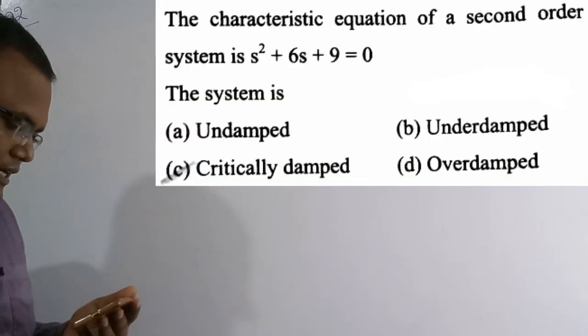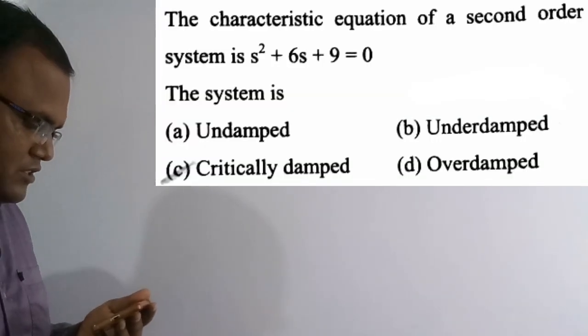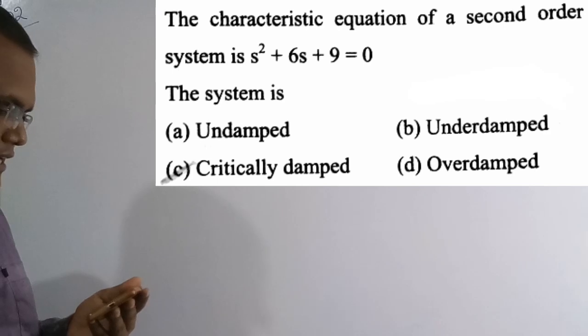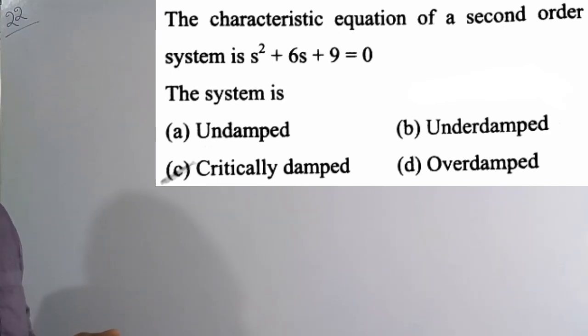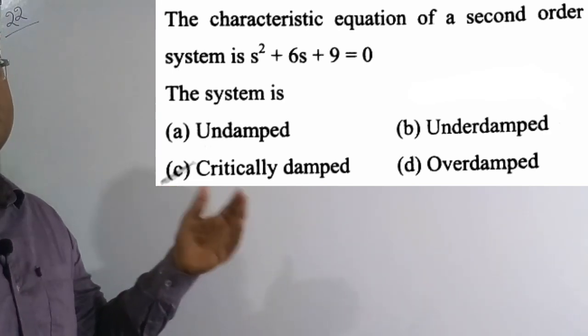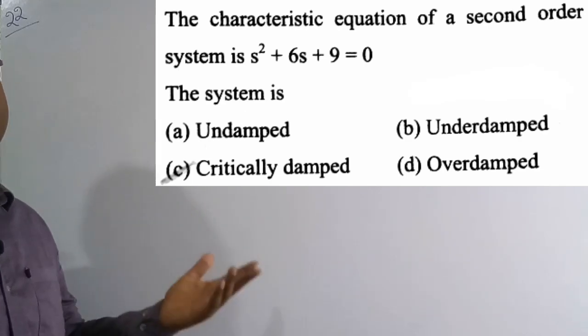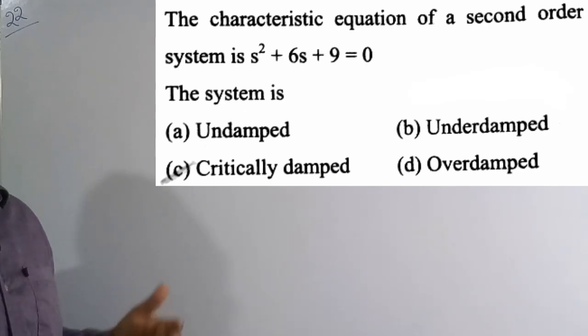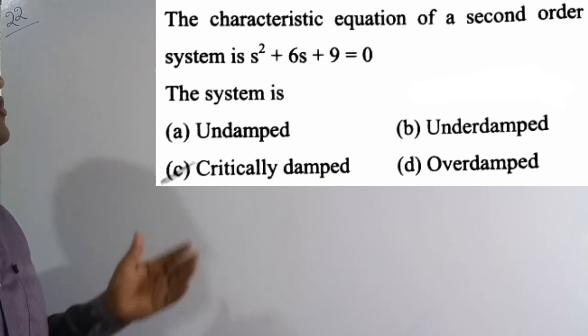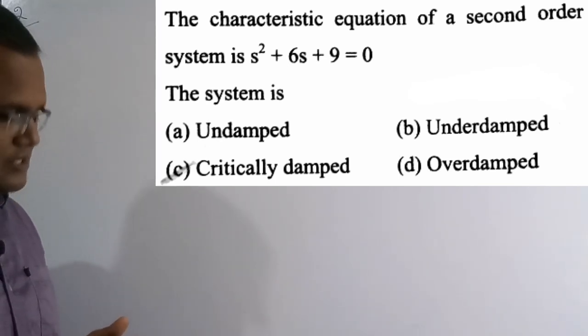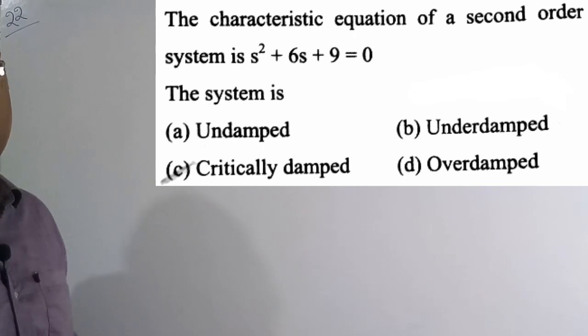Now we are going to solve the 22nd question. See the question here. The characteristic equation of a second order system is S square plus 6s plus 9 is equal to 0. The system is. Based on this characteristic equation, we have to find what type of system this is, whether it is an undamped system, overdamped system, critically damped system, or underdamped system. Out of these 4 options, option C, critically damped system, is the correct solution of this question.